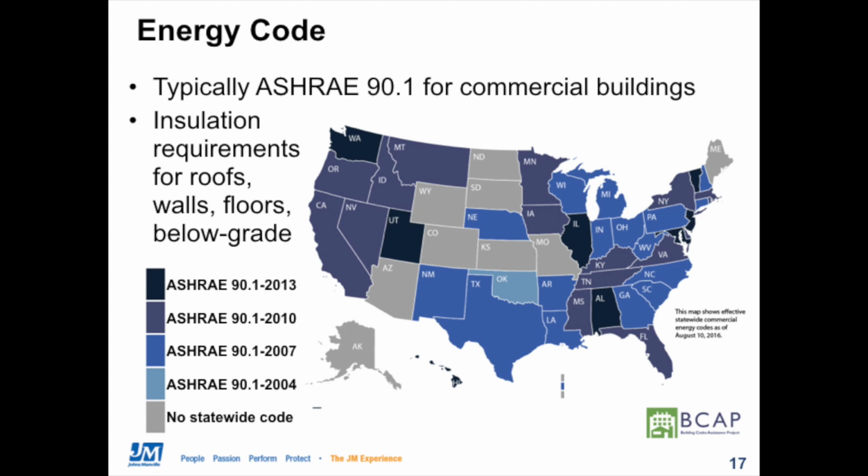So it's really important to always check with your local building department, because those departments are going to be the ones that actually enforce the code, and they're always going to be able to tell you what version of the code a given project is going to fall under.